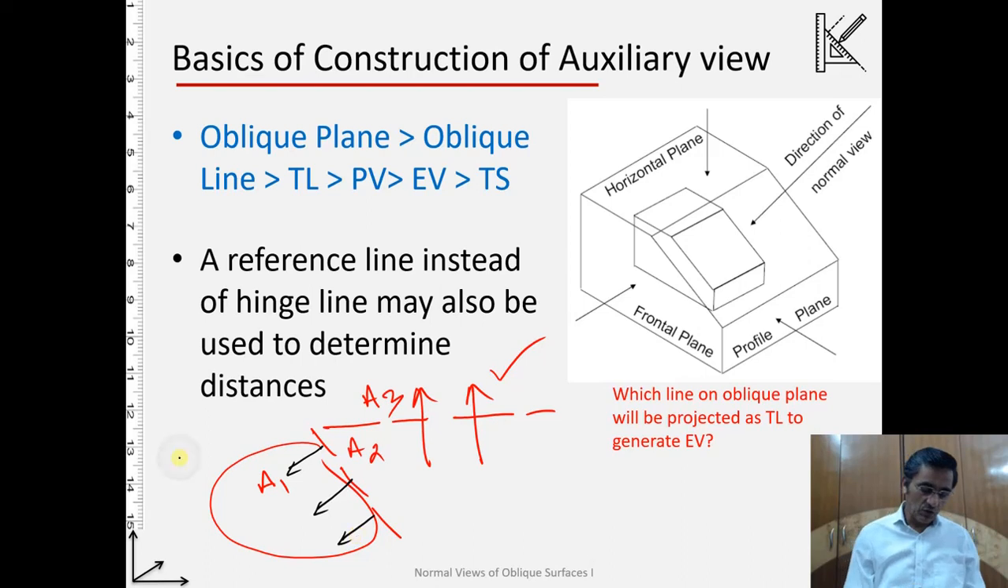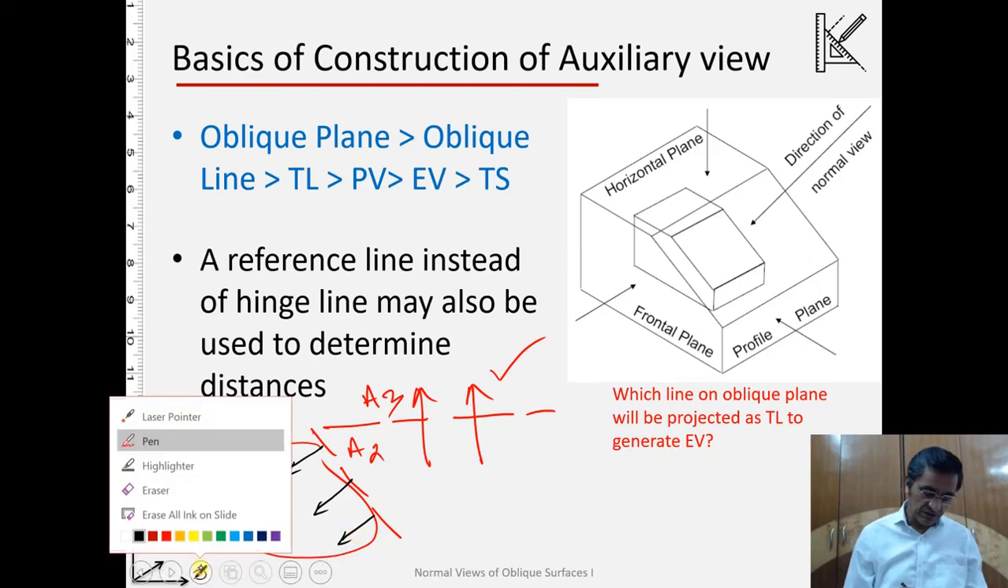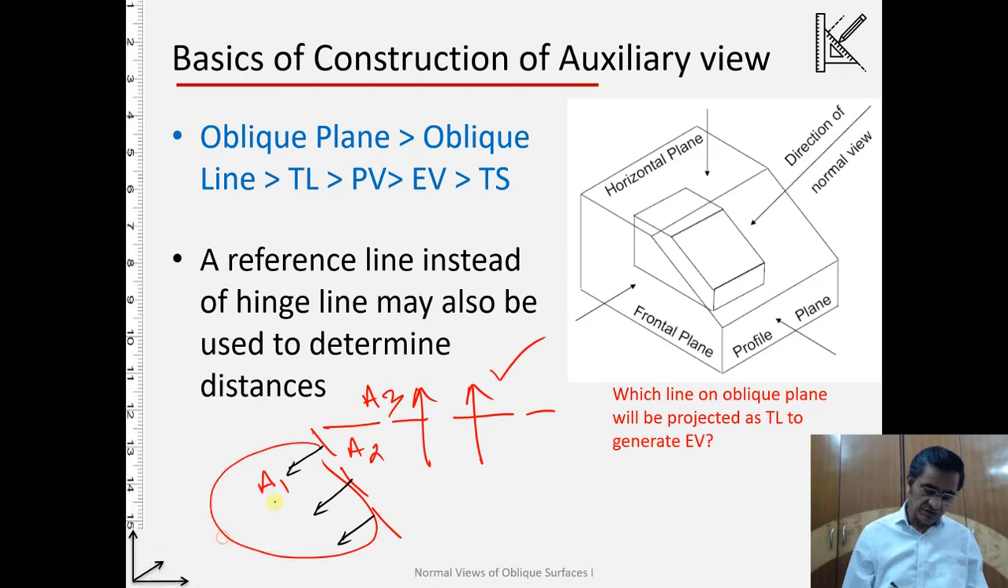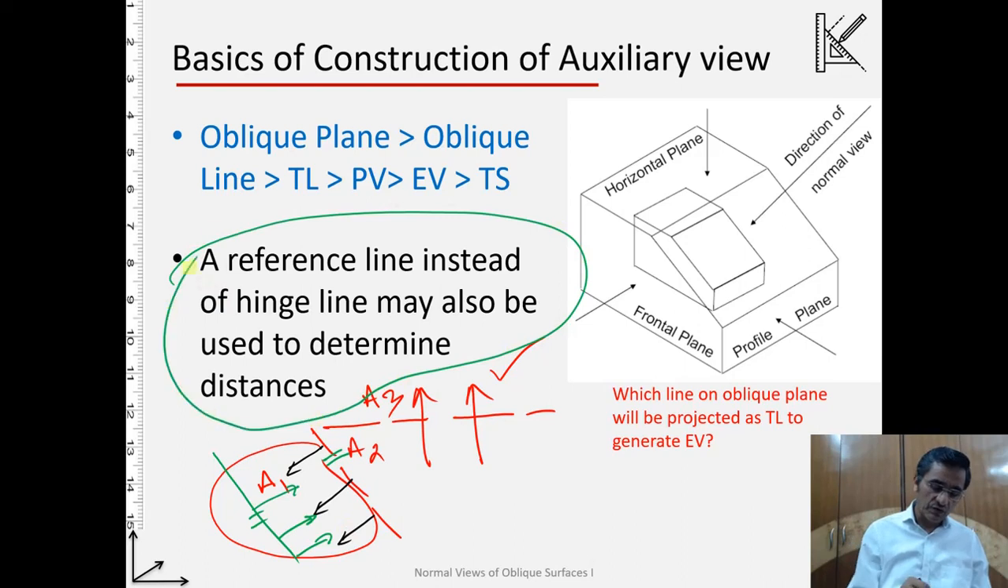What we can do, instead of measuring the distances from the hinge line, because distances are just relative things, is measure the distances from any other line, any other reference which is parallel to the hinge line. So for the given object, I can measure the distances from a reference line. We will be making use of reference lines also, and when we do some examples, it will become more clear to us.